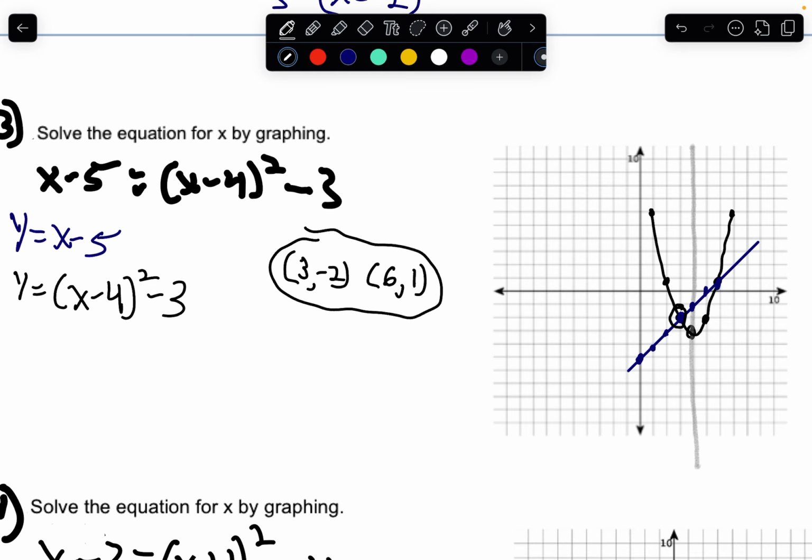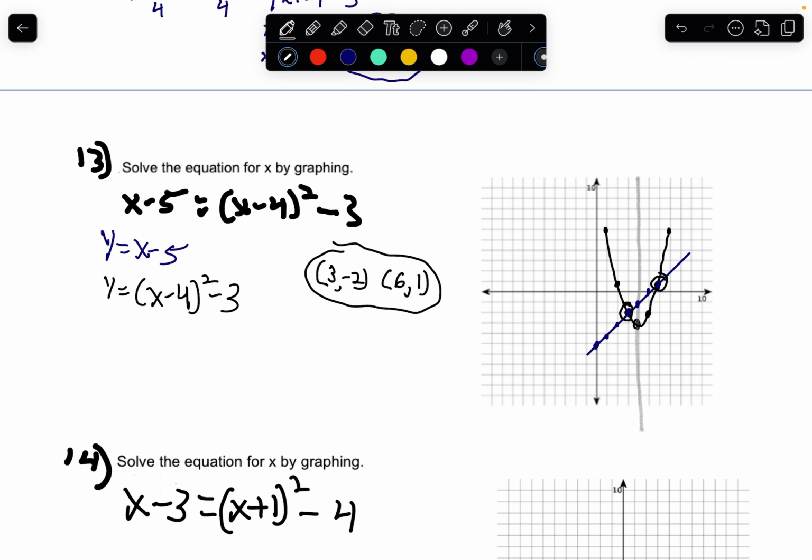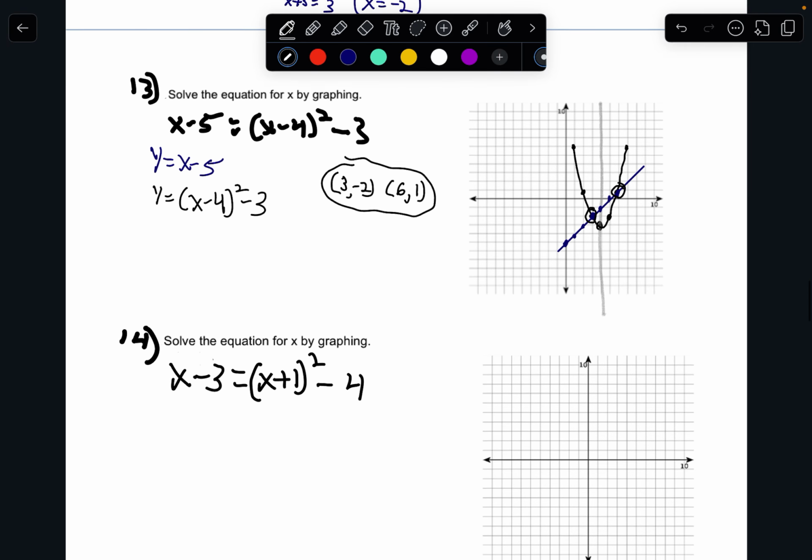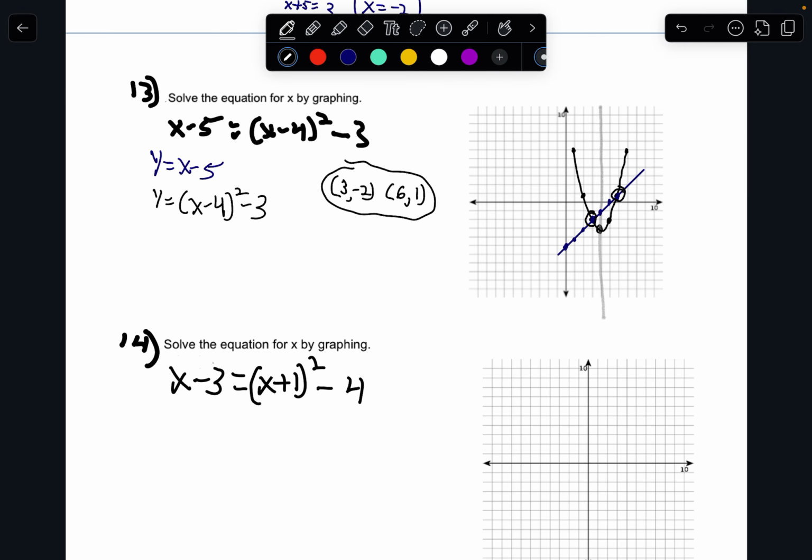There you go. Notice, you have to show the intersection points on the grid provided. Okay, the next one's very similar to the one I just did. Same idea. It's a quadratic, x plus 1 squared, so I'm going to focus on this side first.